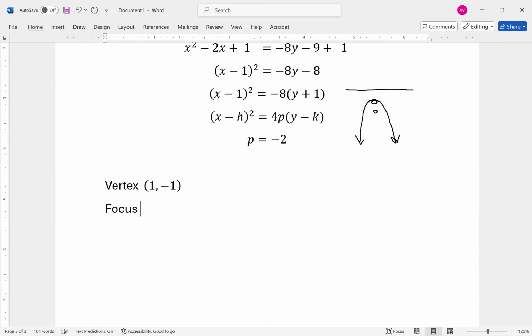The focus is going to be what I get when I start at the vertex. So I'm going to start at (1, -1), and then because I have to move down p units, I'm going to subtract 2 from the y value in this case. So the vertex is (1, -1), and the focus is (1, -3).